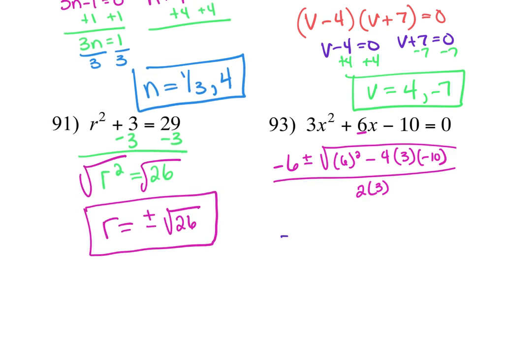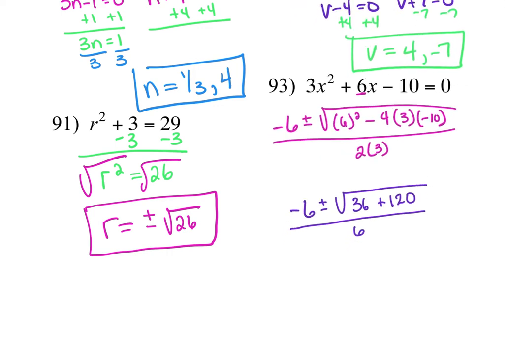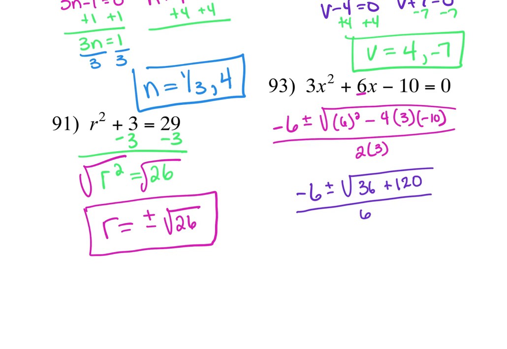So we're going to say negative 6 plus or minus 6 squared is 36. We have negative 4, positive 3, and negative 10 is going to give us a positive 120, over 6. We're going to add those and then simplify as well. Negative 6 plus or minus 36 plus 120 is 156 over 6. You do need to figure out what that is.